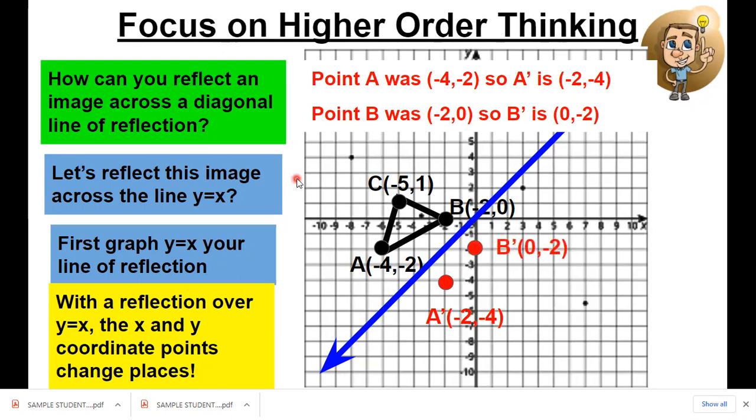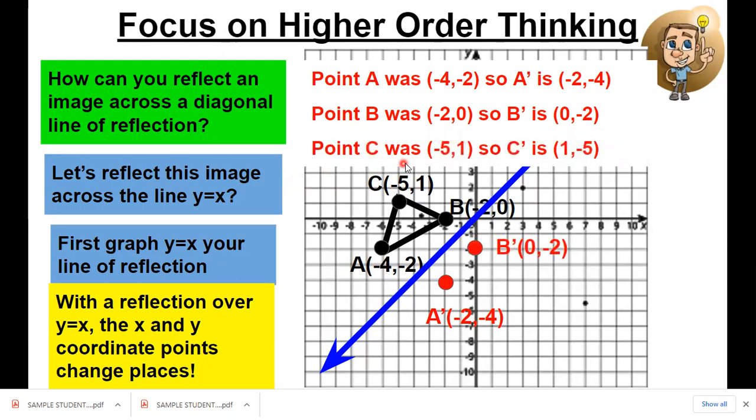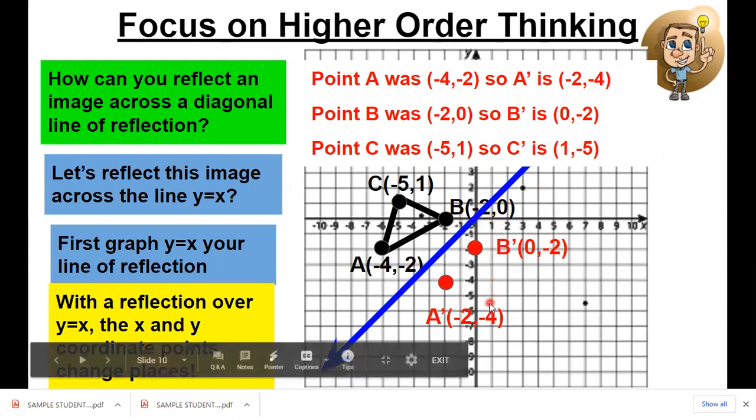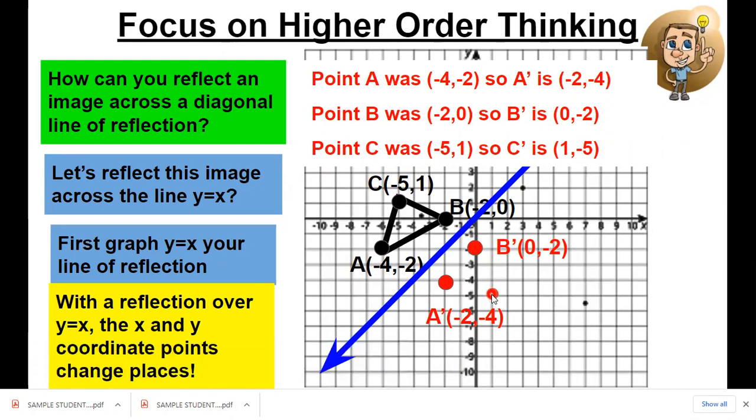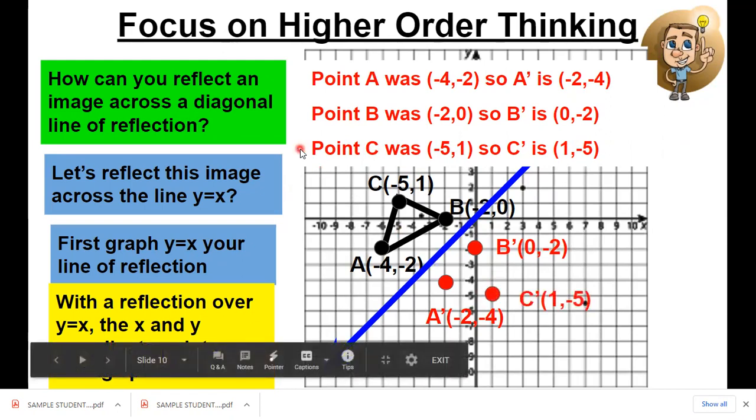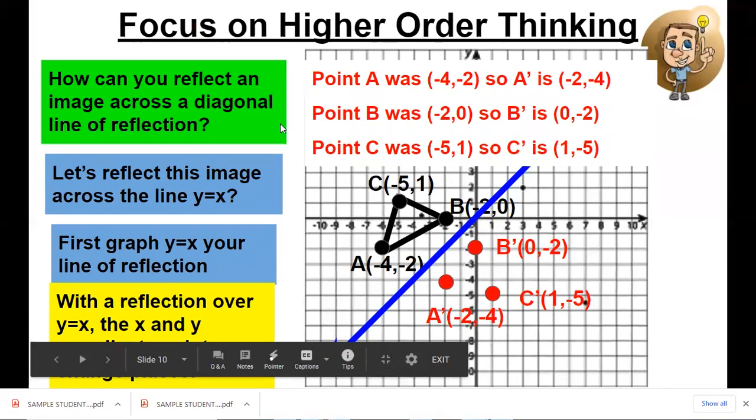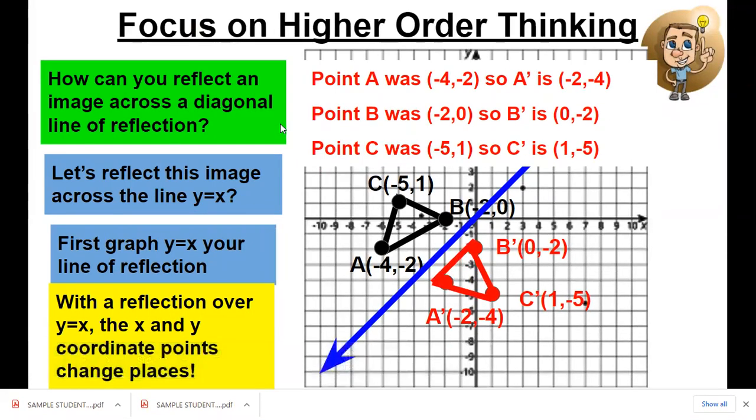And then point C, it was (-5, 1). C prime is going to be, just switch the numbers, (1, -5). So that's 1. Go down to -5 right here. So that's your C prime, (1, -5), and then you connect your dots. There we go. So that is a reflection across the y equals x line.